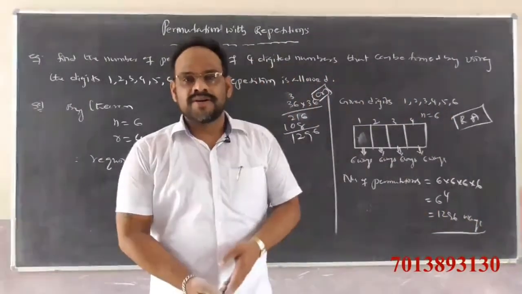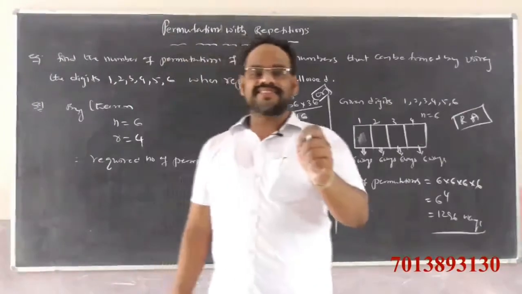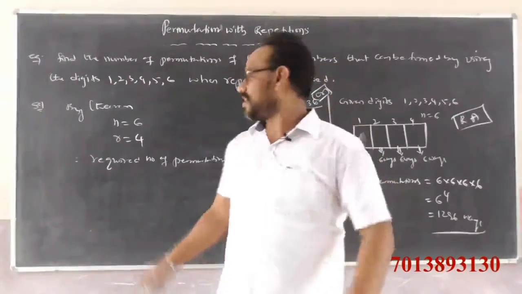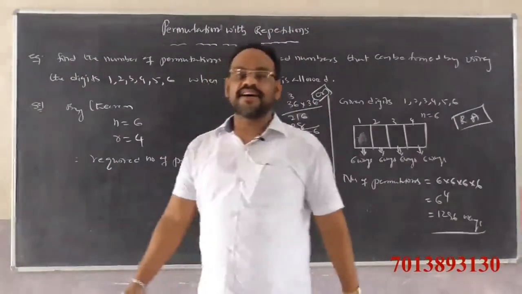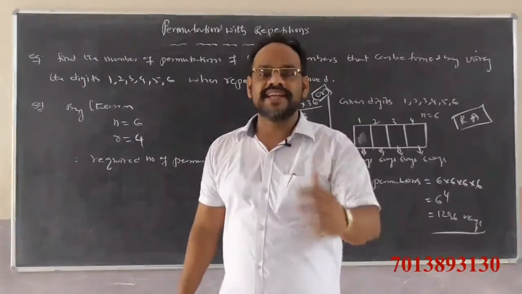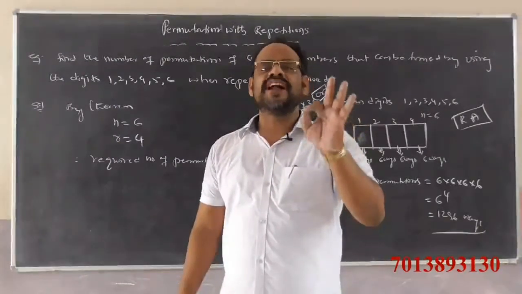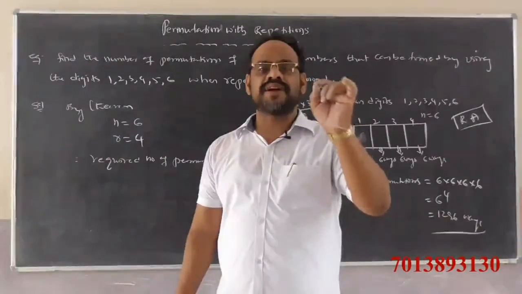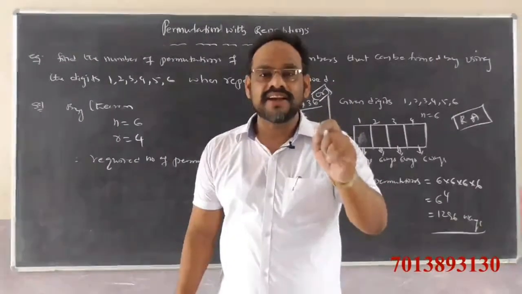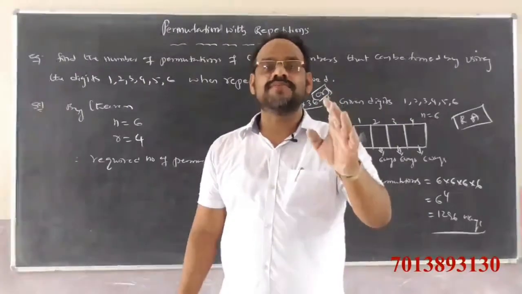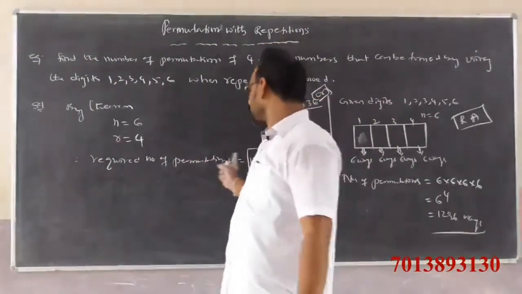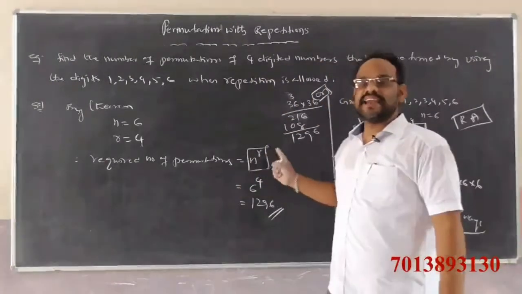So, we learn the formula. N and r are positive integers. If the repetition is allowed, then the number of permutations of n different objects taken r at a time is n power r. What is the formula? N power r.